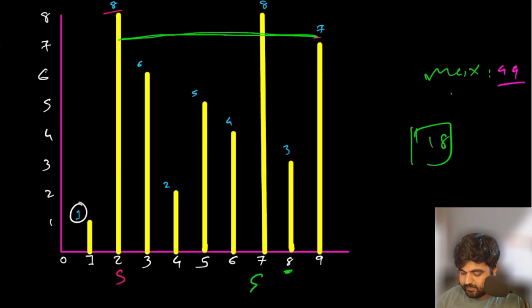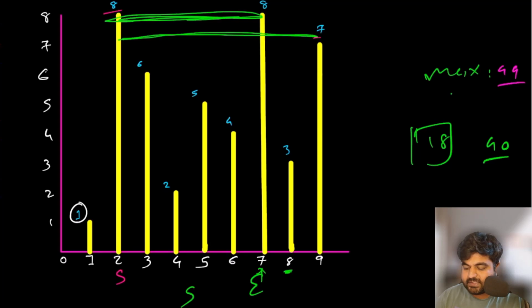So this is going to be our end variable, and then the height is currently same and the distance in this case is 5. So this is going to be 8 times 5. 8 times 5 is going to be 40. 40 is still not greater than whatever the maximum amount we have found so far.